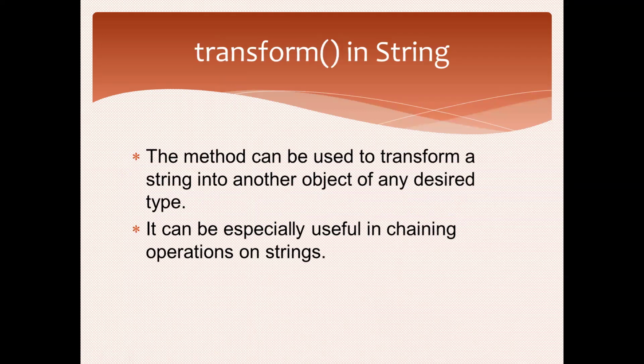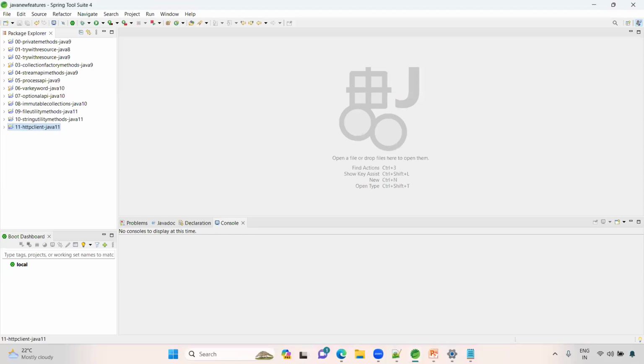Next method is called the transform method. Basically, this method was introduced in terms of streams and lambdas. We have method references, right? In the same format, this method can be used to transform a string into another object of any desired type. It can be especially useful for chaining operations. If you want to apply more than one operation, then the transform method is useful for us. Let me demonstrate with a small example so that you will get better clarity on these two methods.